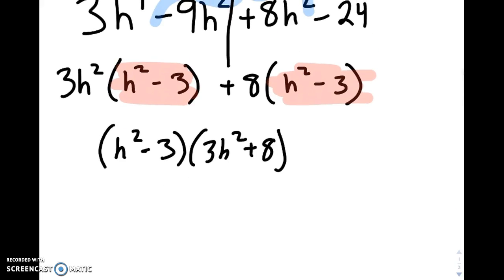We'll give this a look to see if we have any difference of squares or if it's factorable in any way after this. H squared is a square, obviously, but minus 3, that 3 is not a perfect square, so we can't factor that anymore. 3h squared plus 8, anytime there's an addition there, we know it's really not going to be factorable when there's two terms like that. And that's it.